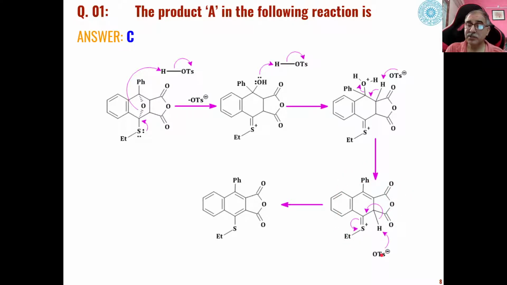Then another molecule of tosylate ion generated over here will again abstract a proton from here to generate the carbon-carbon double bond, and this will also neutralize the positive charge at this sulfur. This is how we will get our product as this one, which is choice C in the first problem.